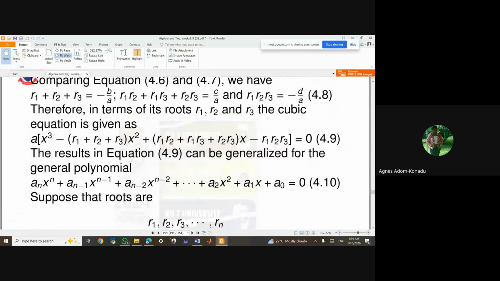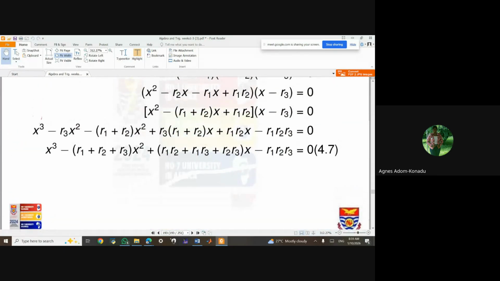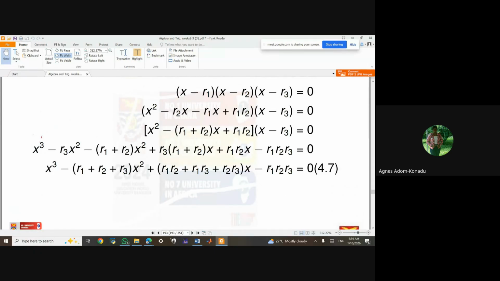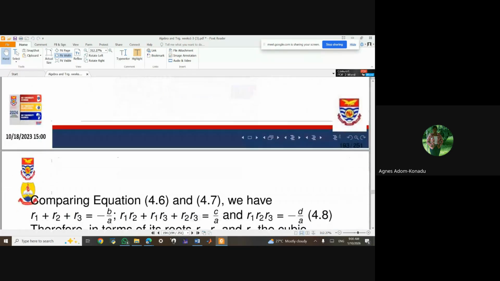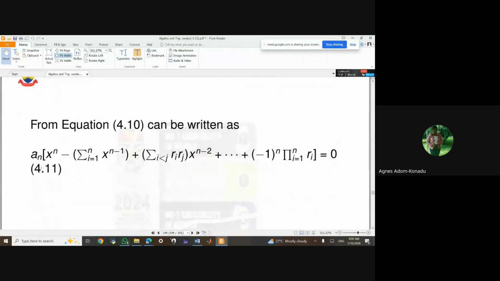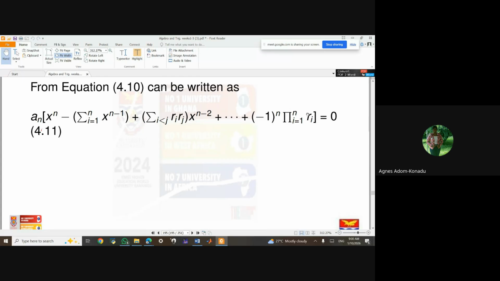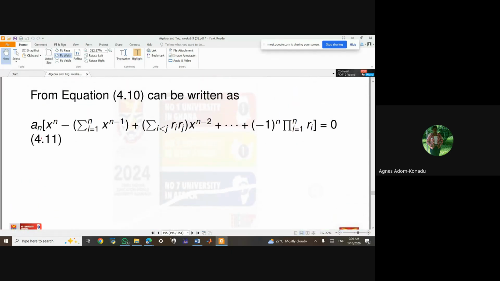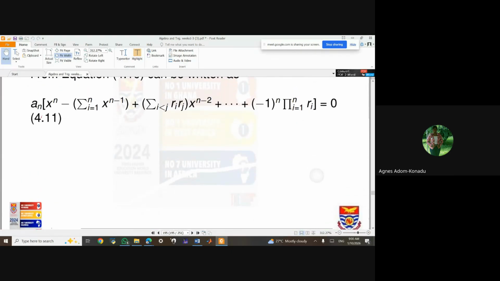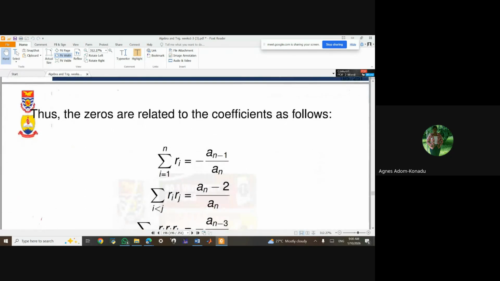So this one I can write as pi from i equal to 1 to n, where n is 3 Ri's. So it means that I have to multiply R1 by R2 by R3. So when you see pi like this, this is what it means. Okay, so this is the general form of finding the equation for a polynomial function given the factors.